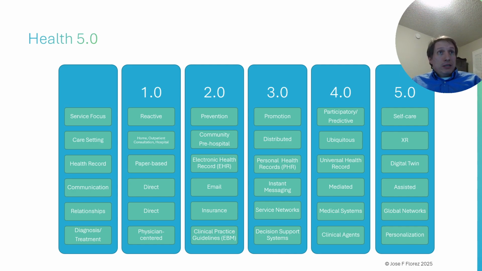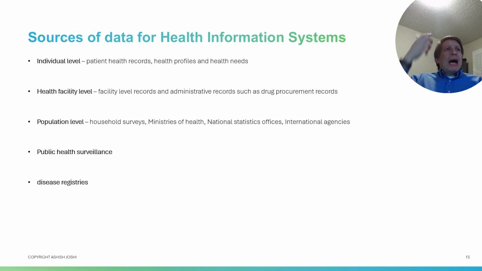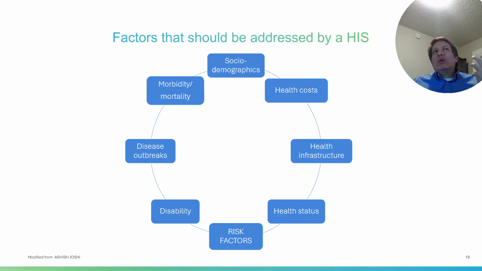Then in that regard, if we look into the sources of data, we see that we can have sources from the individual level, we can have sources from the health facility level, we can have sources from the population level, or from public health surveillance, or even from registries. And when we are talking about health information systems, there are different levels from where we can grab the data. The most important thing is to think about what factors the health information system should be addressing. And these are some of the factors, not all of them, but really important to think about them.